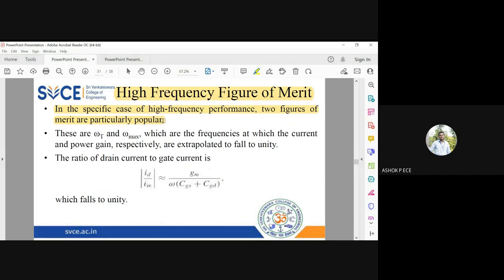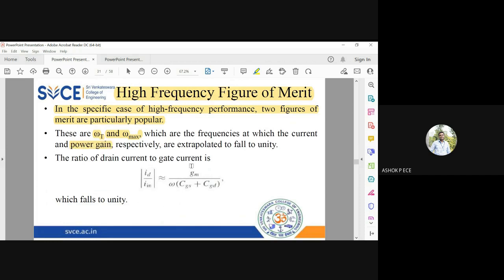One is going to be omega T and the other omega max. Omega T and omega max both are frequencies. They are the frequencies at which the current and power gain are unity. Omega T is called the threshold frequency where the current gain is unity, so the output current by input current equals 1. And omega max is the frequency where the power gain is unity, output power equal to input power.